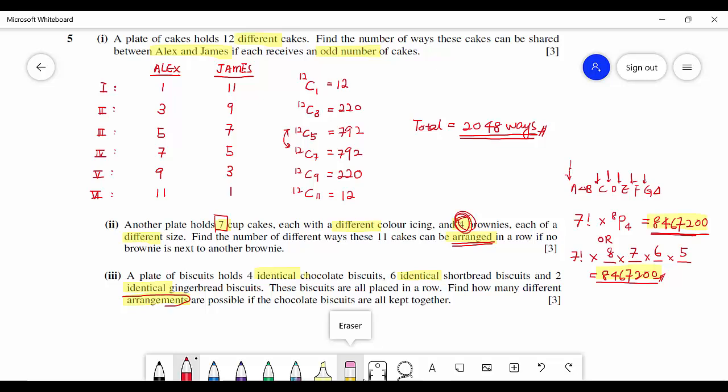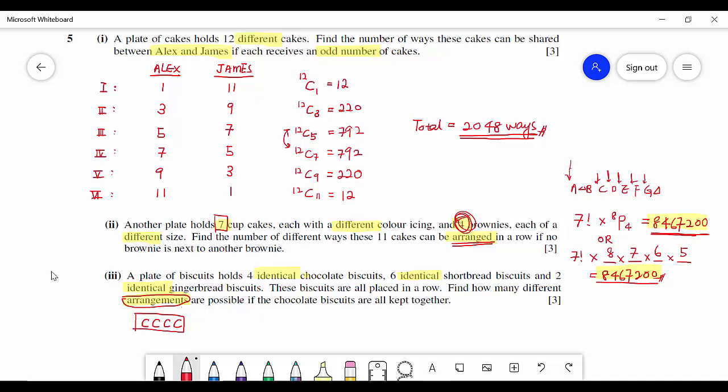So again, highlight the word arrangement. When you see this word, it means that you have to use permutation, okay, to do the calculation later. Arrangement means that you have to use permutation or the factorial concept to calculate the answer. Are possible if the chocolate biscuits are all kept together. Alright, so they want to keep all the chocolate biscuits together, which means that you have chocolate number 1, chocolate number 2, chocolate number 3, chocolate number 4. And they have to be kept together, right? So you assume that they are tied up together.